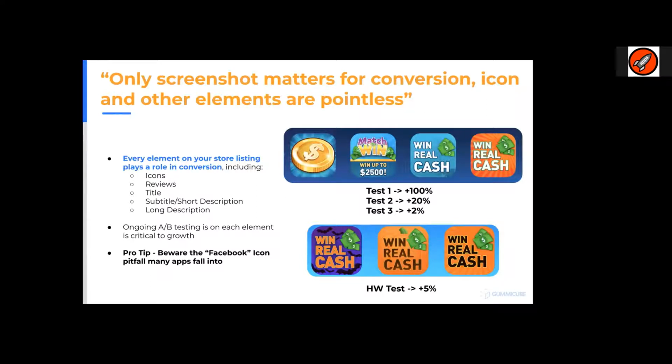When you look at some of this testing that we ran for a product called Match to Win, literally moving from the first set of icons to the second set of icons resulted in a 100% increase in conversion to download. The next test that we ran was a further 20% increase, and then just changing the color in the background resulted in a further 2% increase.